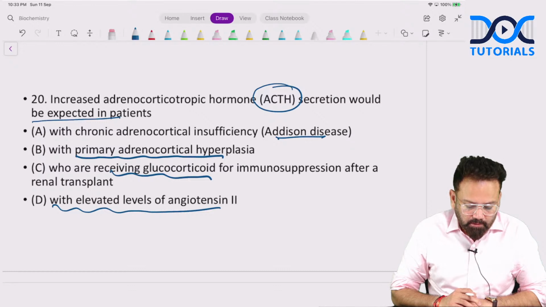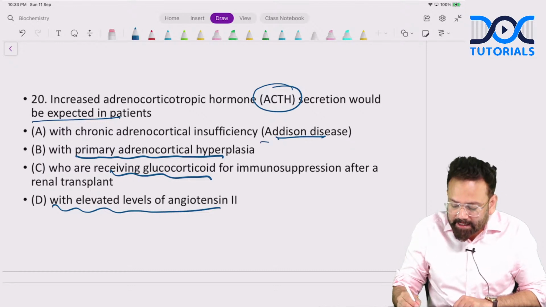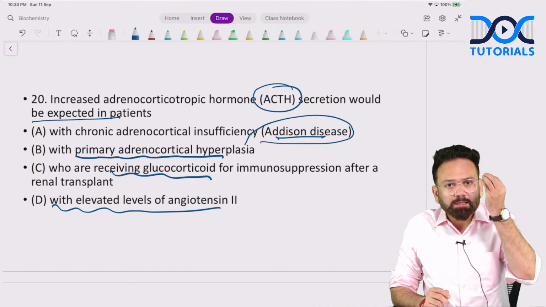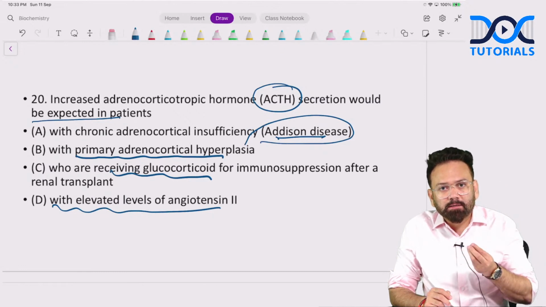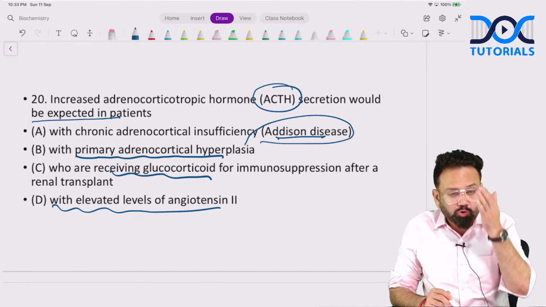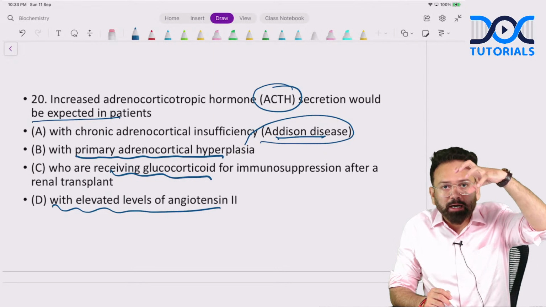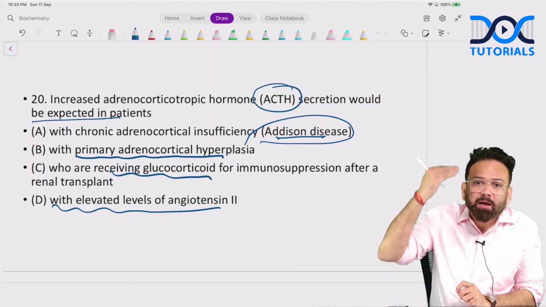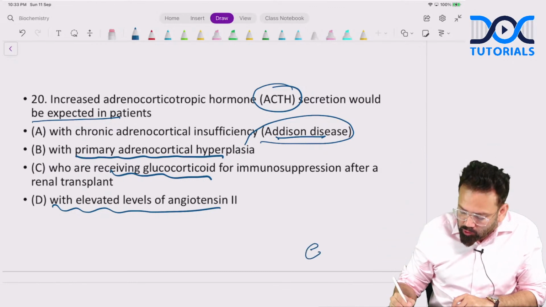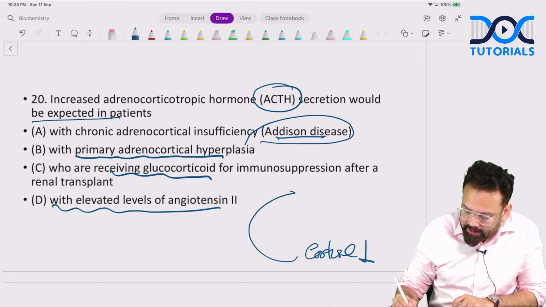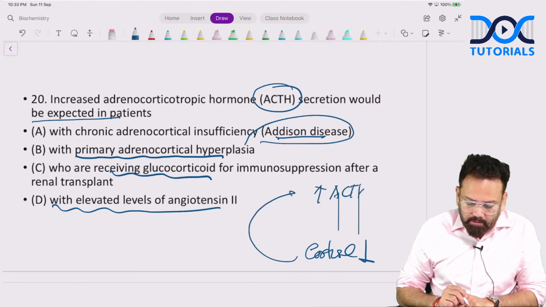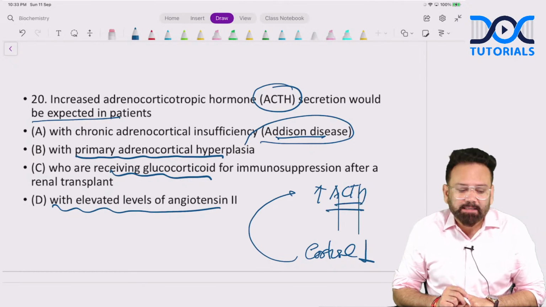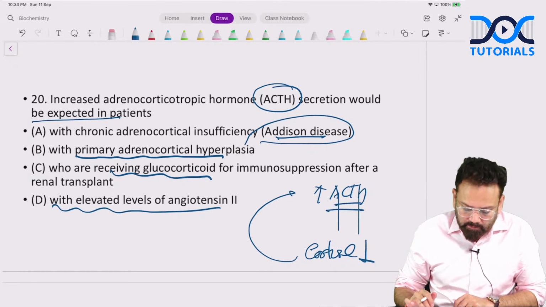Nimajit, very good. Answer is A. In Addison disease, cortisol is less, aldosterone is less, sex hormones are less. So, ACTH will be stimulated to increase. Negative feedback mechanism: if the cortisol is less, it will cause an increase in ACTH. So, answer is Addison disease. Okay.